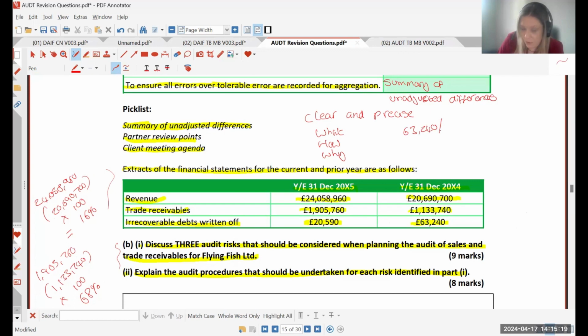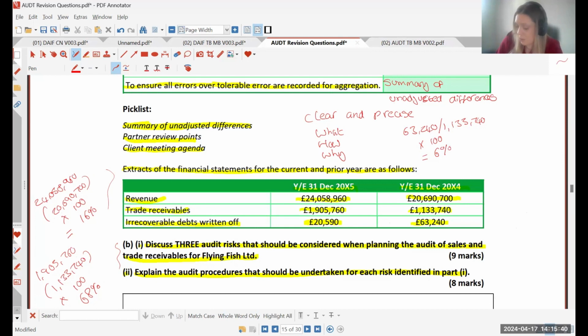And we're going to divide it by trade receivables. So our 1,133,740 times it by 100. That tells us that in that year, irrecoverable debts were around 6% of our trade receivables balance.